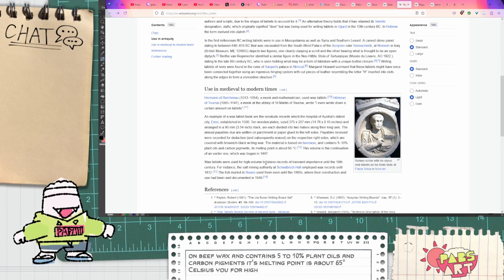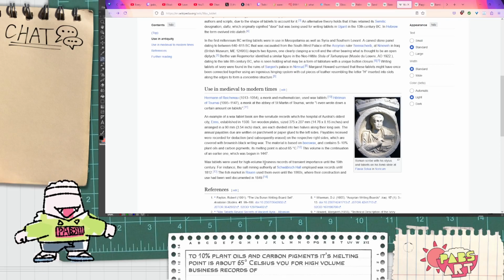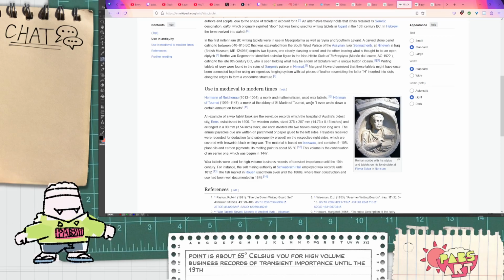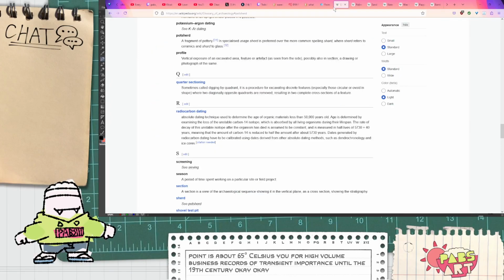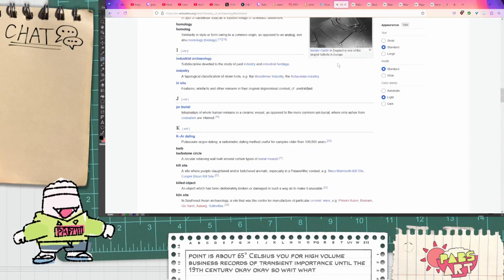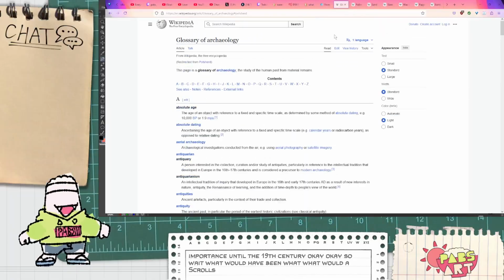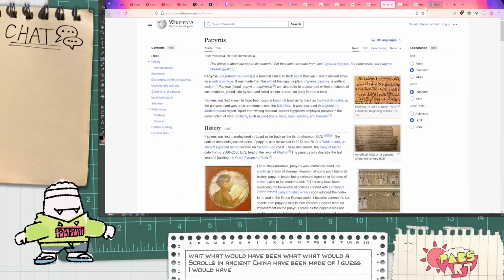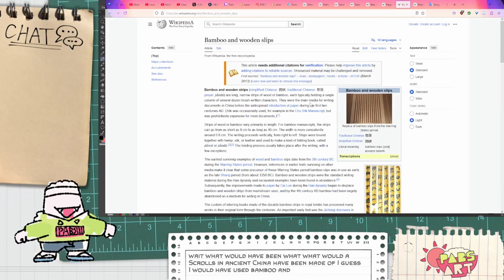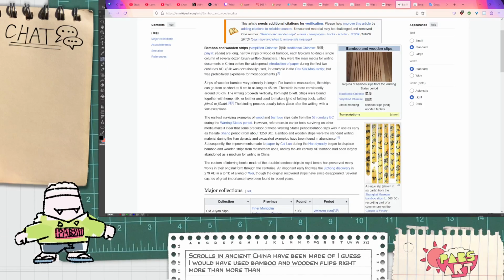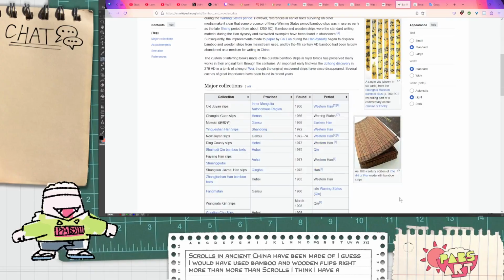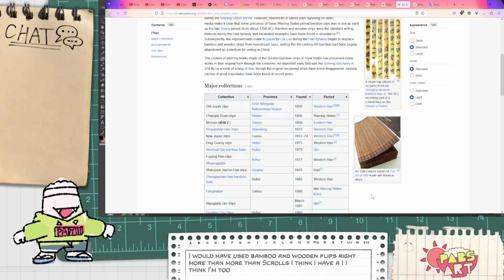Used for high-volume business records of transient importance until the 19th century. Okay. So wait, what would scrolls in ancient China have been made of? I guess they would have used bamboo and wooden slips, right? More than scrolls. I think I have a bias. I think I'm too wuxia brained to remember that they used wooden slips more often than scrolls.